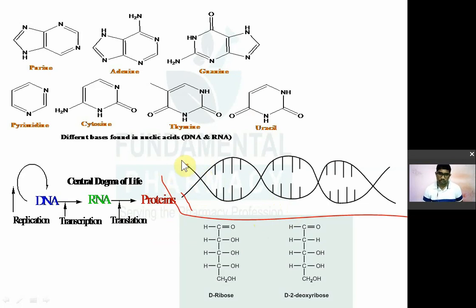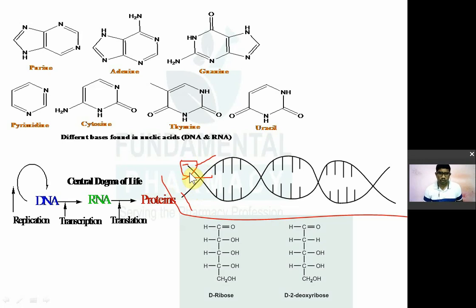Now, any one chain out of these two is known as a template strand or leading strand. Both are the same. Template strand or leading strand, both are the same. So one polynucleotide chain is known as the template strand, and on that you have the genetic information.